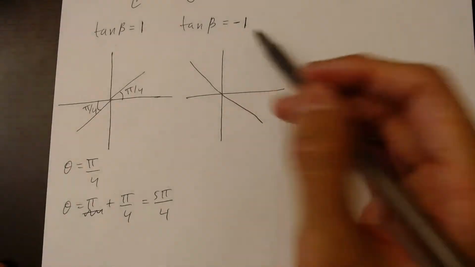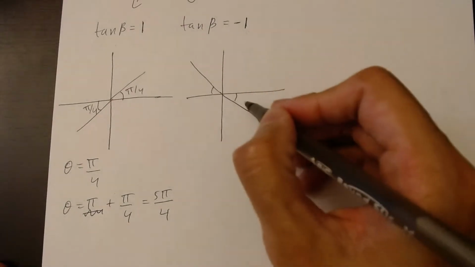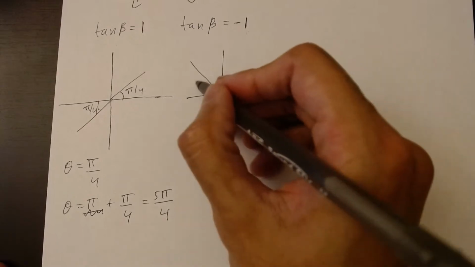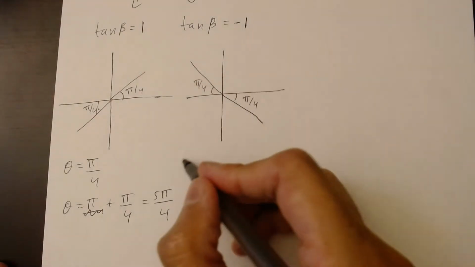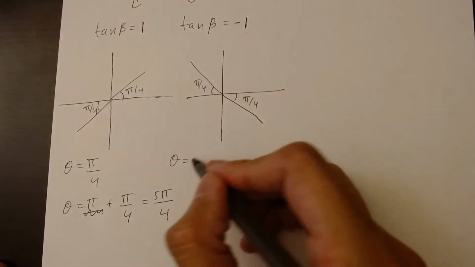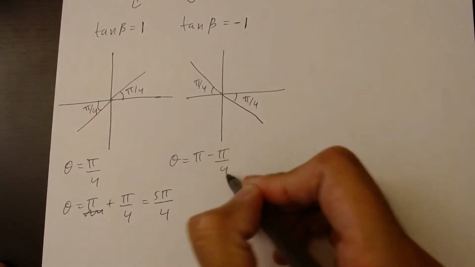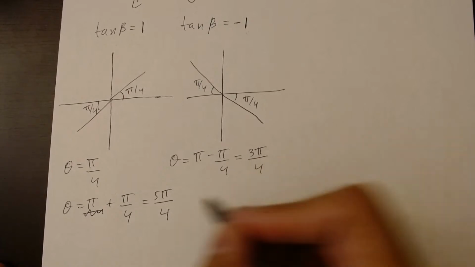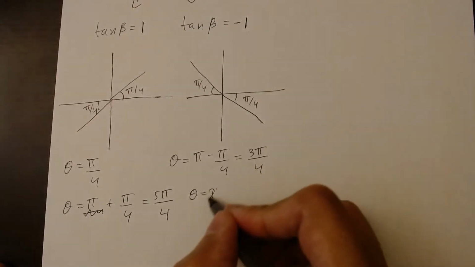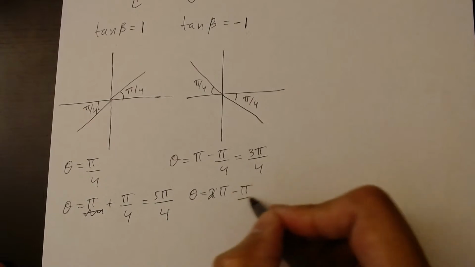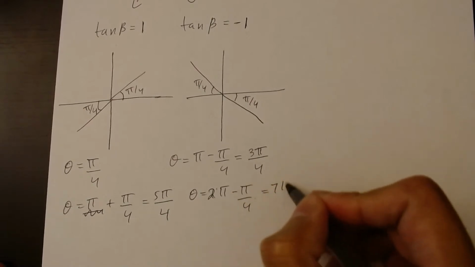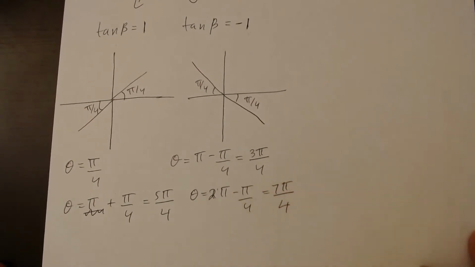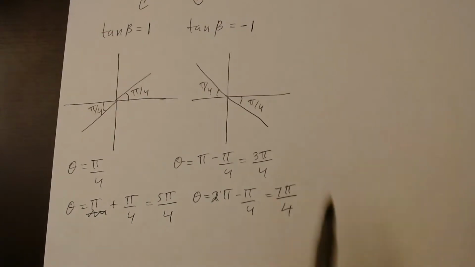And I do the tan inverse of negative 1, I'll get my acute angle to be pi over 4, which means that my first solution in this quadrant is pi minus pi over 4, which is just 3 pi over 4. And your second solution is 2 pi minus pi over 4, which is 7 pi over 4. So in total, we have 4 solutions in this question.